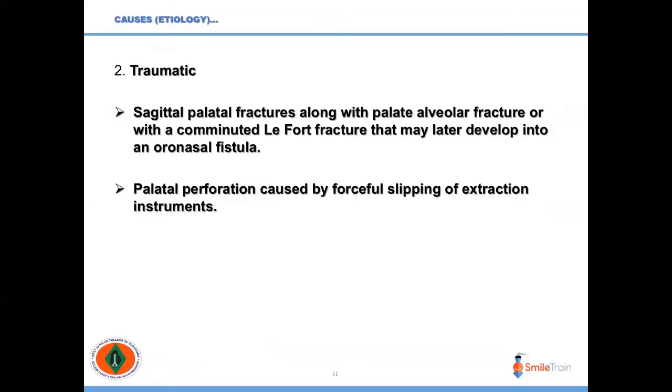Infections can occur that... Hello? Well, I'm getting you, Prof. Please, can you go ahead? We are listening to you.